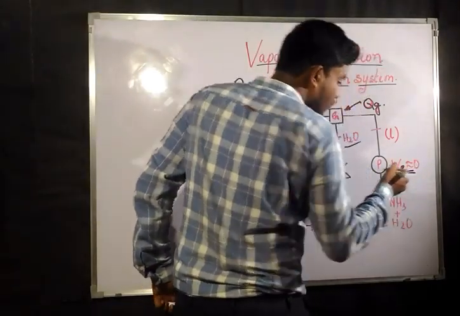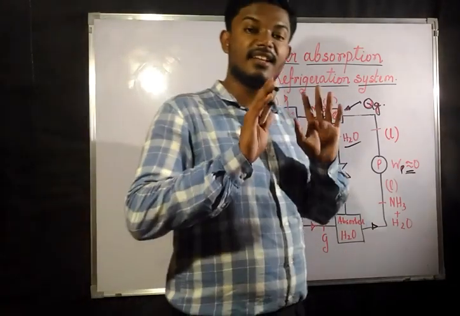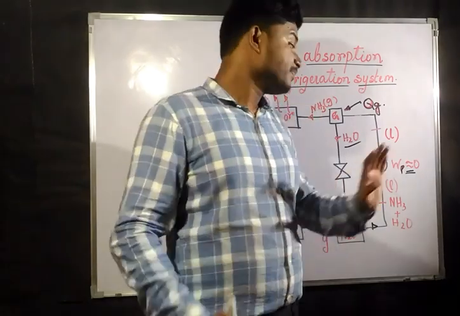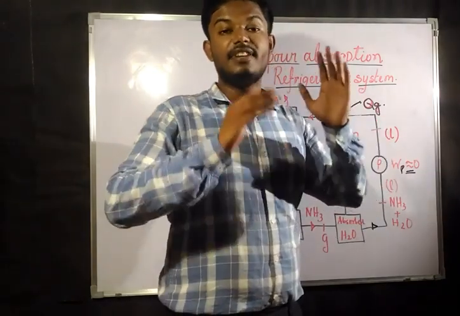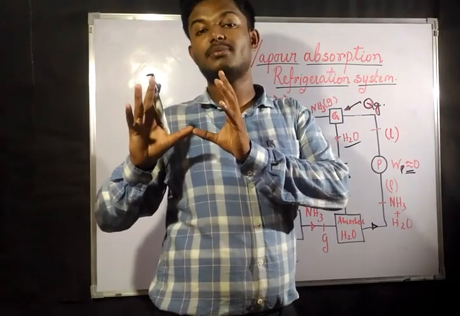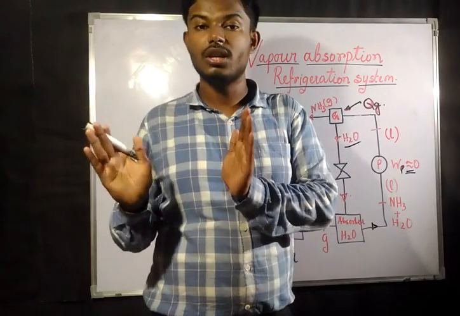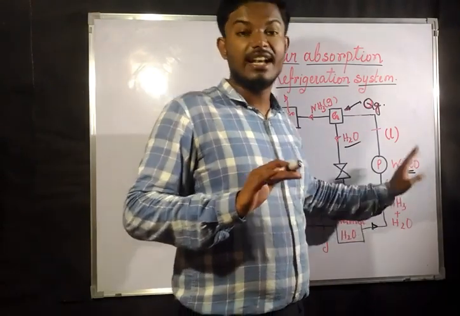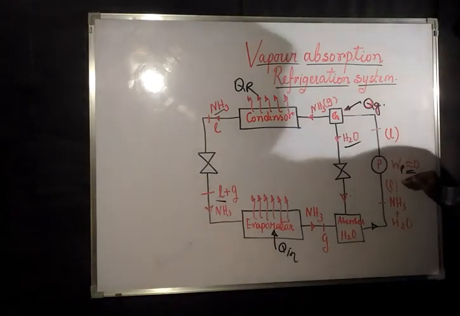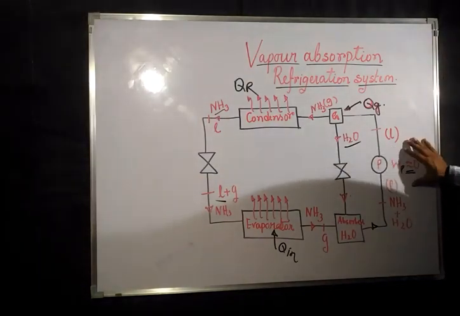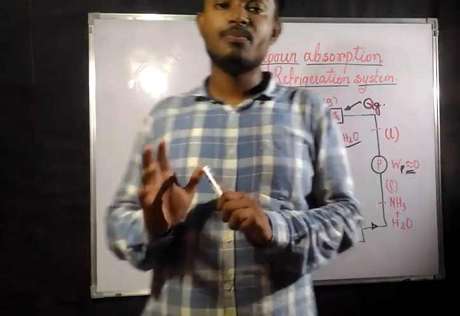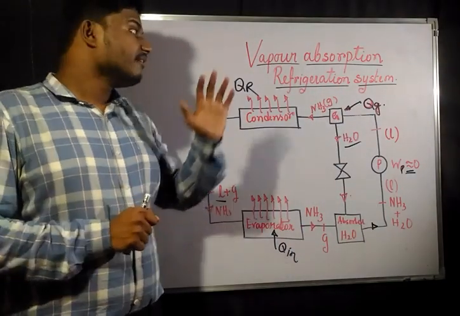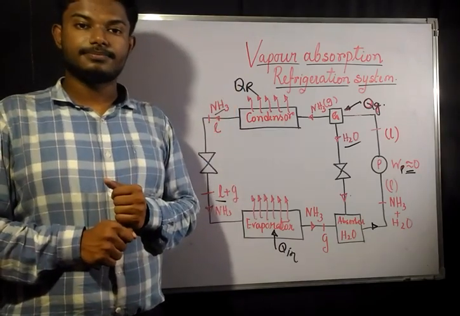The work done by the pump is generally considered negligible, until and unless it has been mentioned in the question. If it is mentioned in the question that the work consumed by the pump is this much joule or this much kilojoule, then only we are not going to neglect it, and we will accept those values. Otherwise this is considered completely negligible work. After that we will go to the analysis of this vapor absorption refrigeration system.